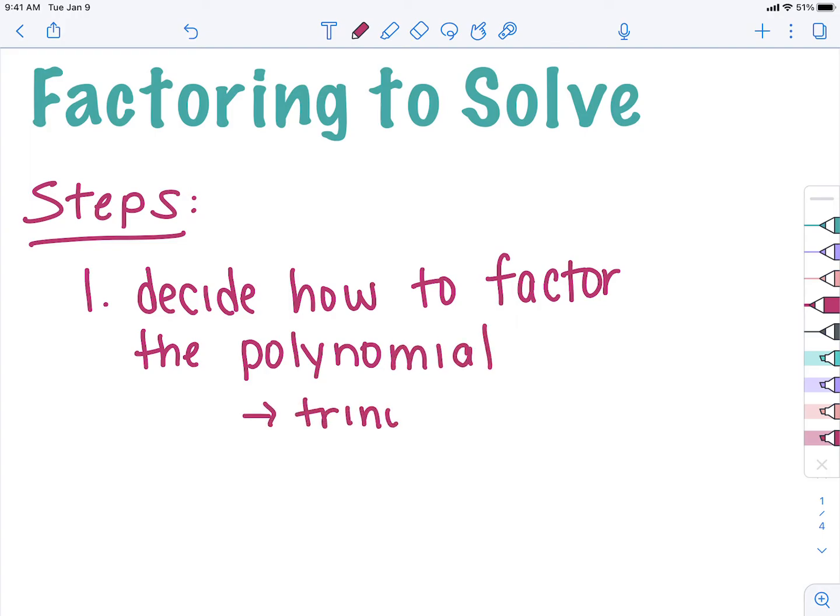Is it a trinomial? Does it have a GCF? You have to decide. So we're looking for, does everything share something? That means it's got a GCF. Or is it one of our trinomials where it has 3 terms, and we're looking for factors of C that add to B? So that's the first thing we've got to decide. Once we decide what we're going to do to factor, then we actually want to factor it. So the next thing we're going to do is factor.